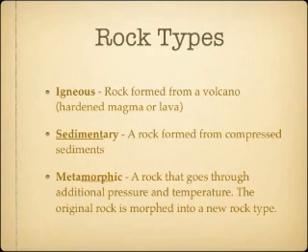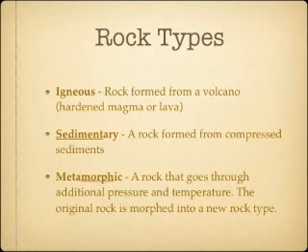There are three main rock types, igneous, sedimentary, and metamorphic. Igneous is rock formed from a volcano, so it's essentially hardened magma or lava. Sedimentary rock is formed from compressed sediments, so again, these are the little particles of rock that are squeezed together to form a whole new rock type called sedimentary rock.